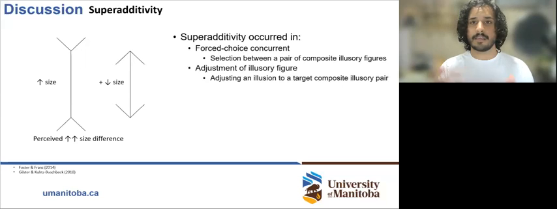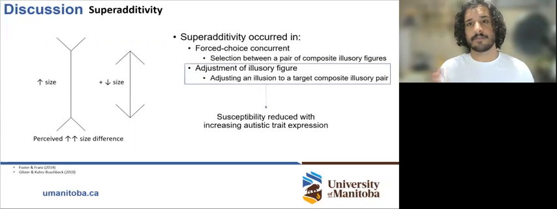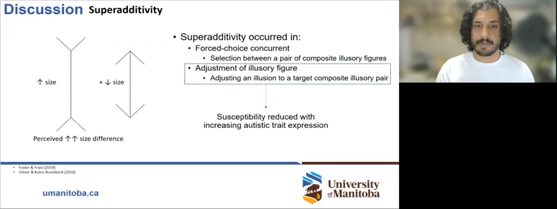Thus, superadditivity in the illusory adjustment task and the task's relationship of improving accuracy with increasing autistic trait expression suggests increased autistic trait expression reduces illusion susceptibility when the illusory figures are concurrently presented. However, superadditivity was also present in the forced choice concurrent presentation task, but we did not see a performance benefit here from increased autistic trait expression. Thus, aside from presenting illusions concurrently, task type is also a condition for reduced illusion susceptibility with increased autistic trait expression.